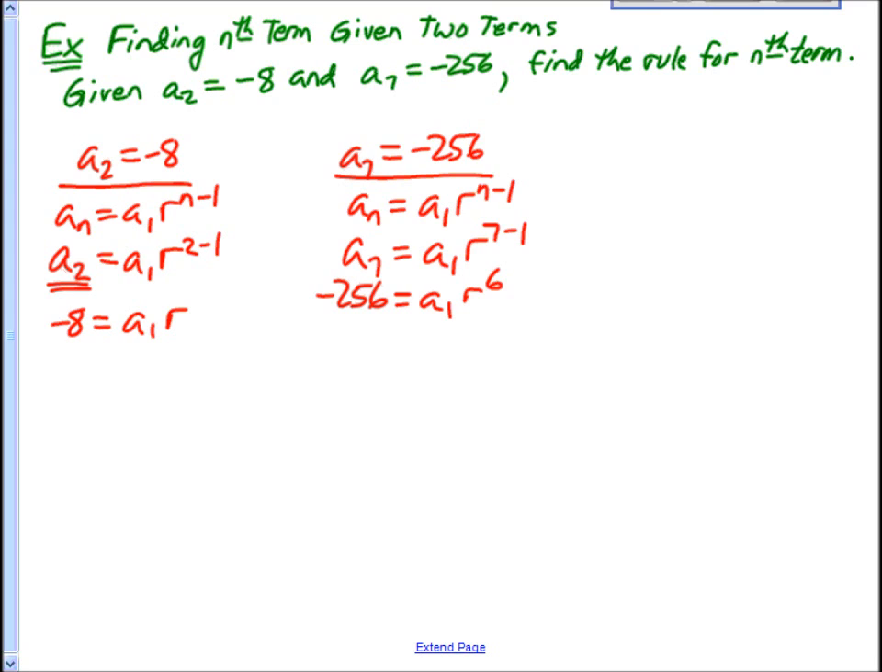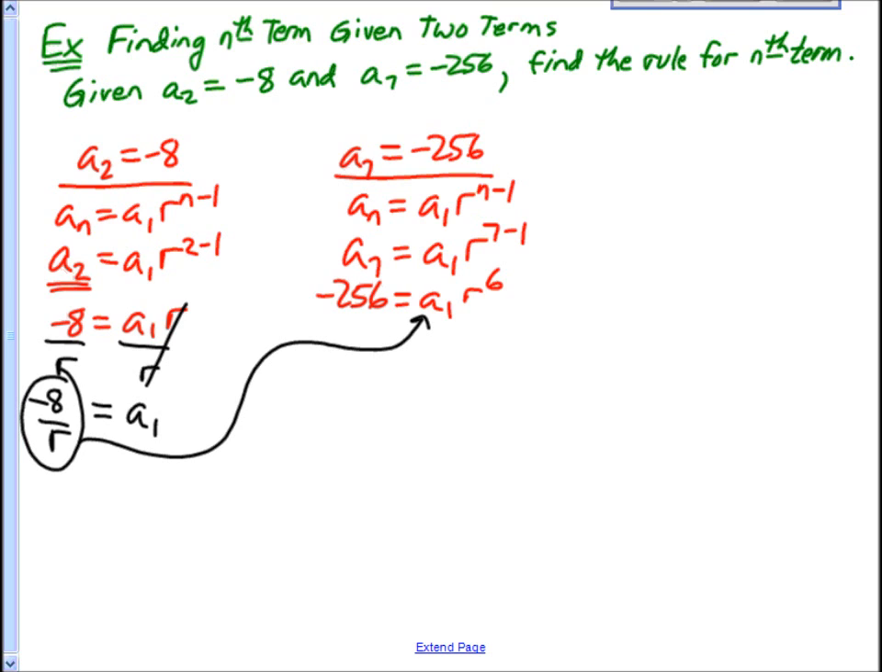2 unknowns, A1, first term, and R, and 2 equations. So this is very solvable, and what we do is we solve that by substitution. At least that's one of the ways that we can do that, okay? So why don't we substitute for, how about A1? Let's solve this for A1. So let's divide this by R, divide that by R. So the first term is -8 over R. Okay, so we're going to plug that in for A1. So make a little substitution right there. -8 over R. Okay, that's our substitution.